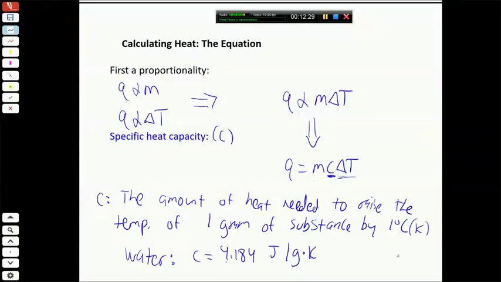Okay, so that's how we calculate heat. It's a relatively simple equation with 3 terms. One of those is a constant, so the value of C depends on what substance you're adding heat or removing heat from. This is the value for water, but every other substance would have its own characteristic specific heat capacity that you'd have to use if you're measuring a heat process involving that substance. All right, so that's the equation.